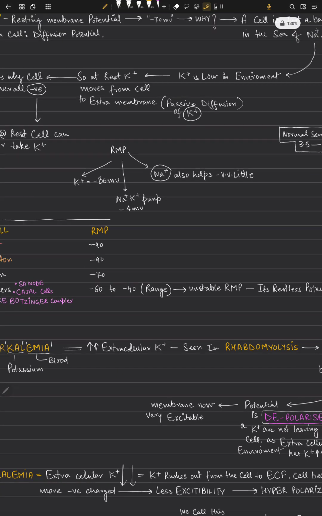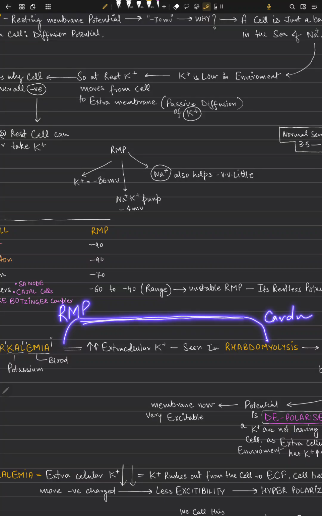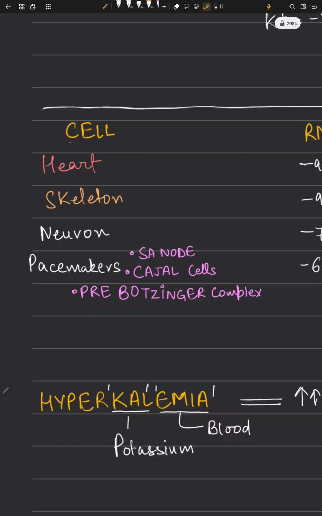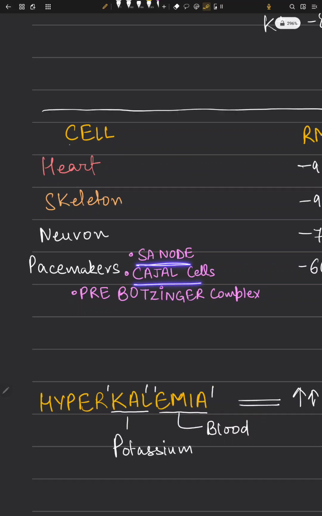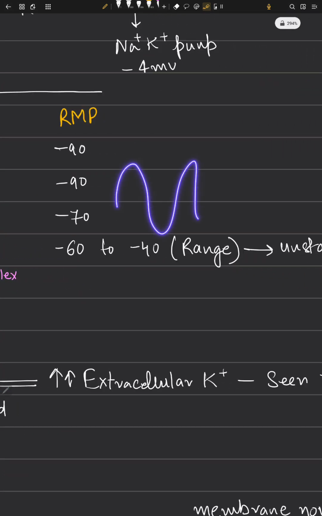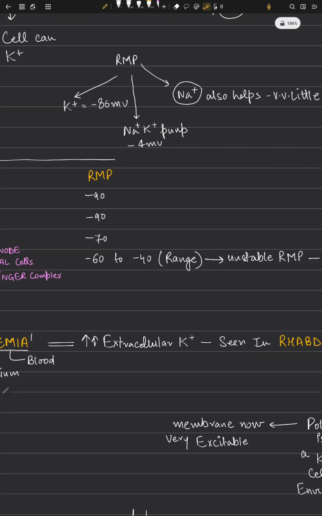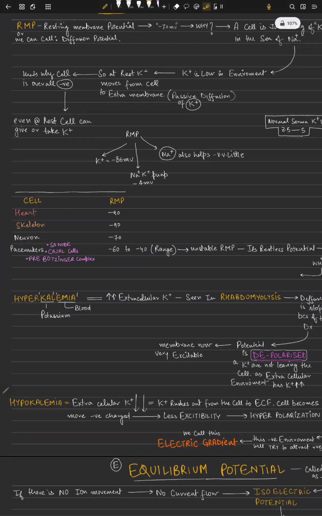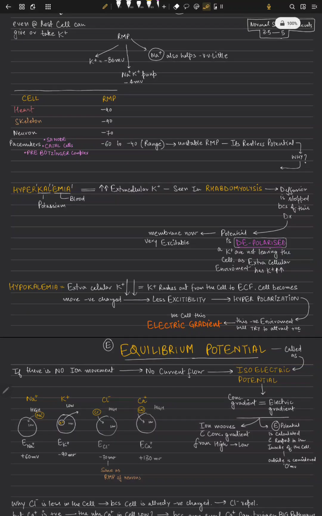There's no fixed resting membrane potential, RMP. For example, cardiac cells sit at minus 90, but these pacemaker cells, for example the SA node, Cajal cells, pre-Bötzinger complex, stay in this range. So that's why it's restless. It keeps changing. Cool. We know these are restless cells.